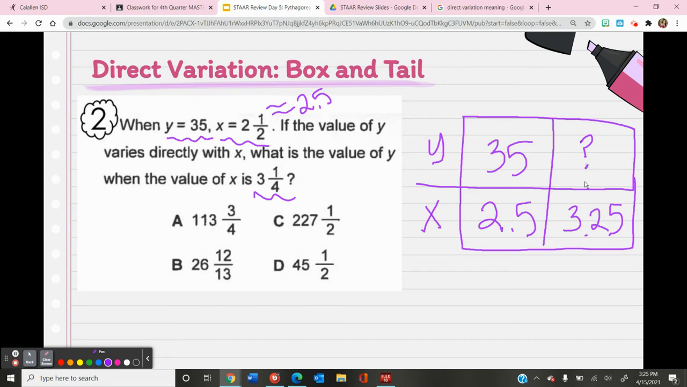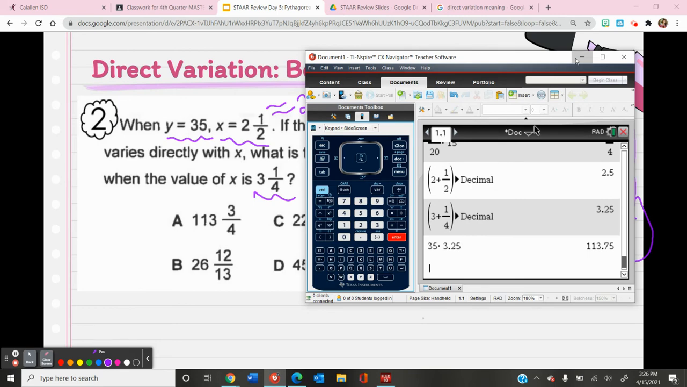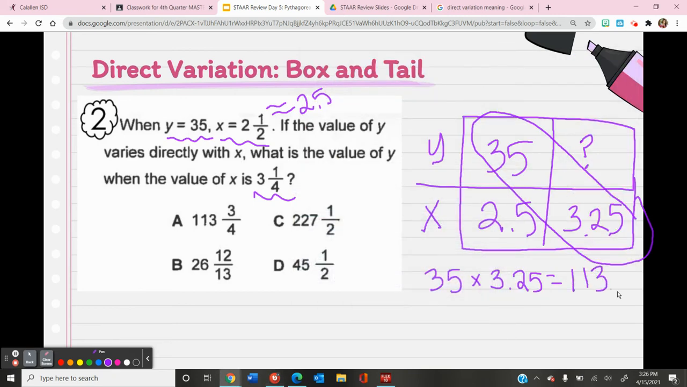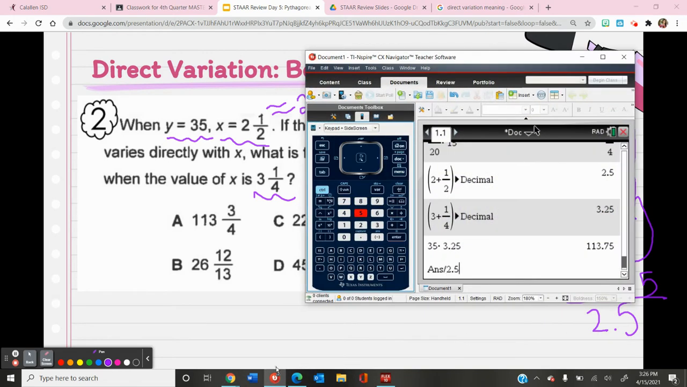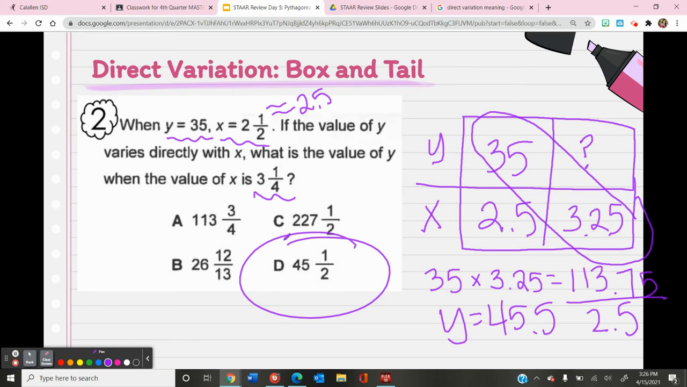So now we want to find the value of y. So here now I have to cross multiply and then divide. So I'm cross multiplying. So 35 times 3.25 equals 113.75. Now that I have cross multiplied, I now want to divide by my extra number, which is 2.5. So 113.75 divided by 2.5, we get 45.5. So the value of y equals 45.5, which means that D is my answer.